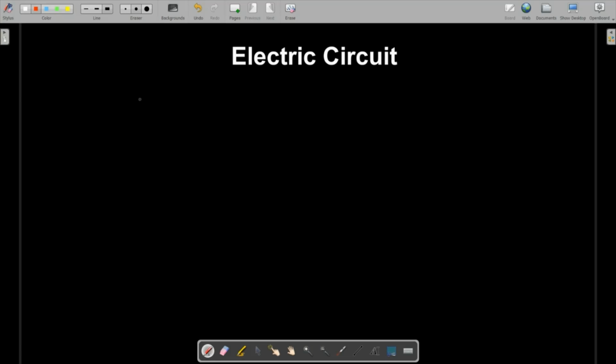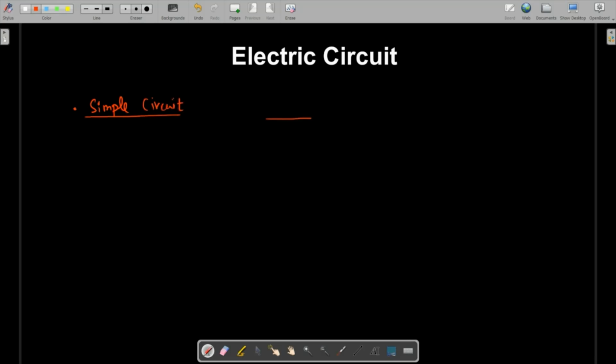So this is in continuation to the blog post which was recently posted on our website. It's about electric circuits. So let's start by defining what a circuit is. A very simple circuit is something which I'm going to draw over here.